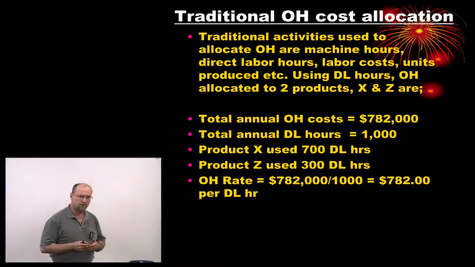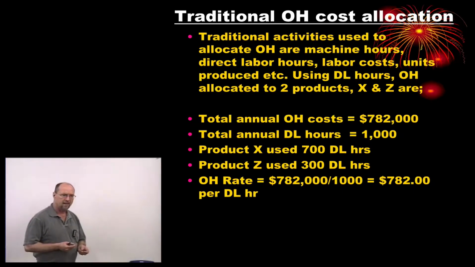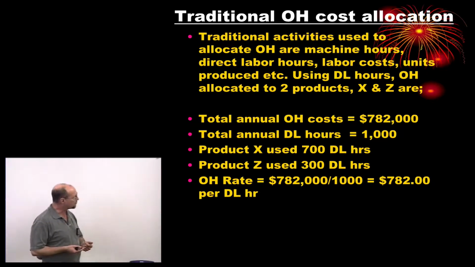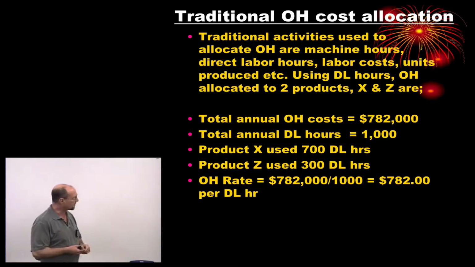Many companies used to use what's called a single plant-wide overhead allocation. And what they would do is they would pick an activity that they felt best correlates to the consumption of overhead costs being incurred. Those activities would be machine hours if you had an automated plant that had a lot of machines in it. Or if it was very labor intensive, you'd use direct labor hours or direct labor dollars or labor costs. You might even use units produced if you produce a lot of inventory, for example.